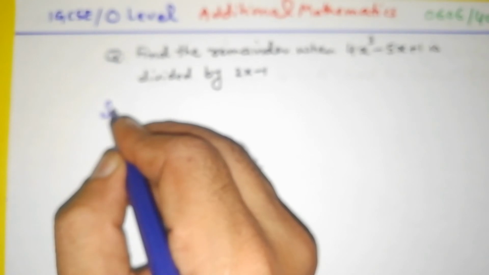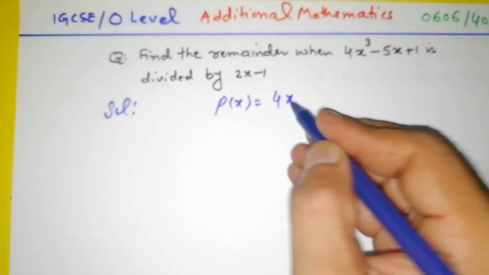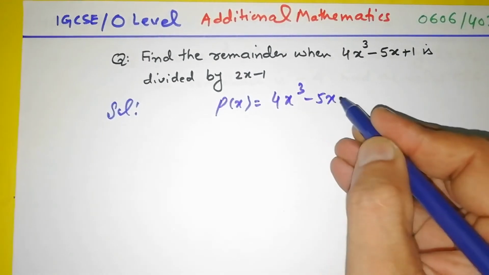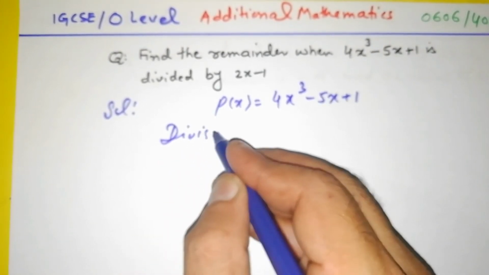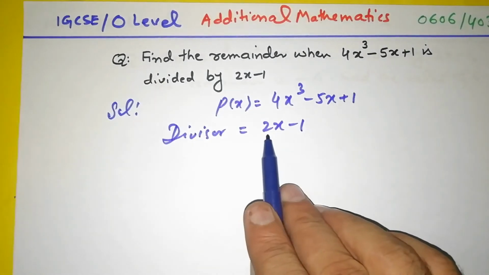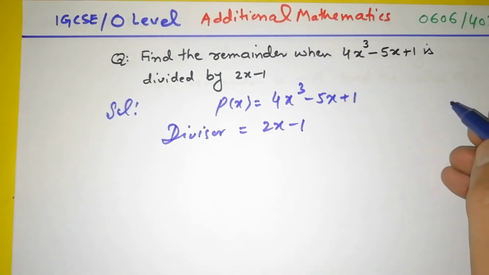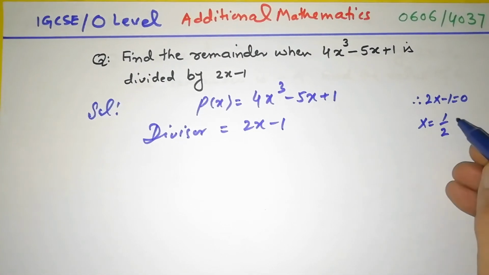So solution, here the polynomial is given, that is 4x cube minus 5x plus 1. The divisor is 2x minus 1. And students, from 2x minus 1, what is the value of x? You can say 2x minus 1 equal to 0, and from here we get x is equal to 1 by 2. And students, this is our a. Our a is 1 by 2.